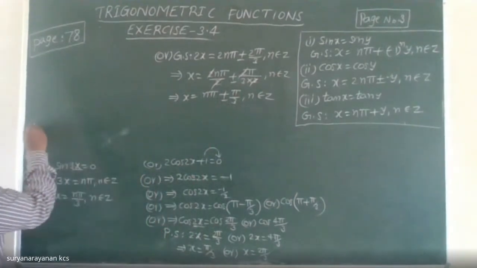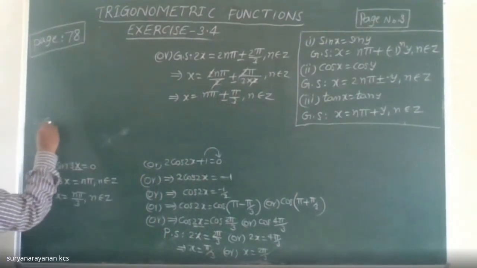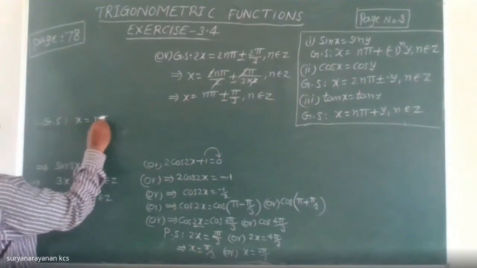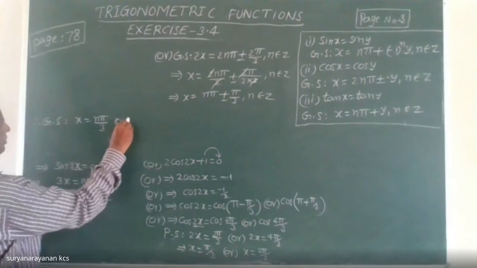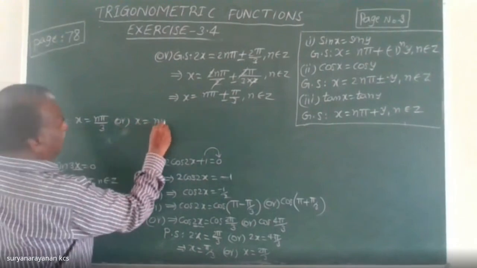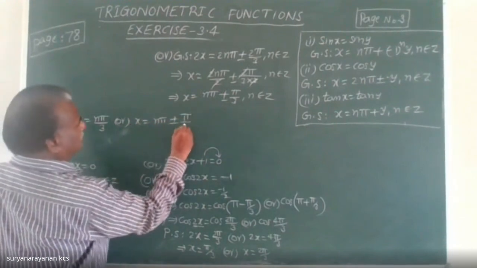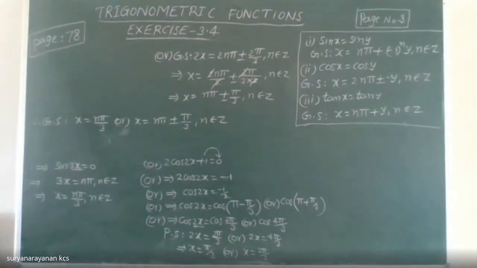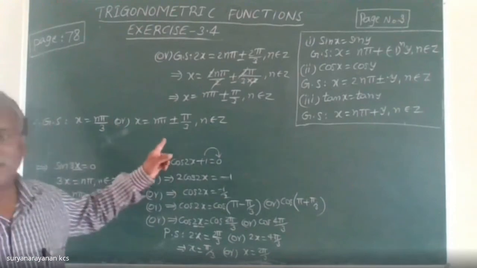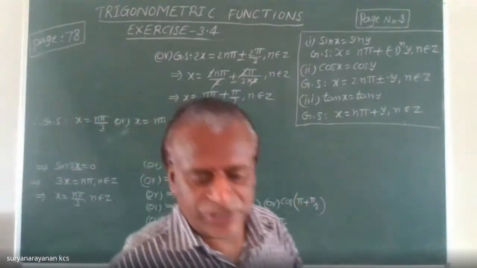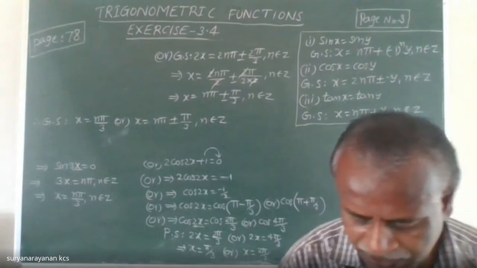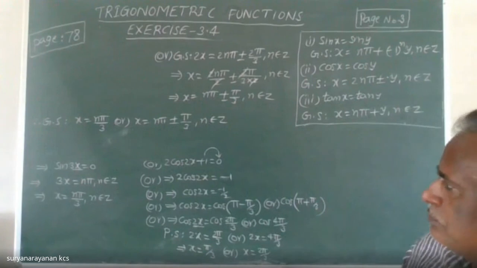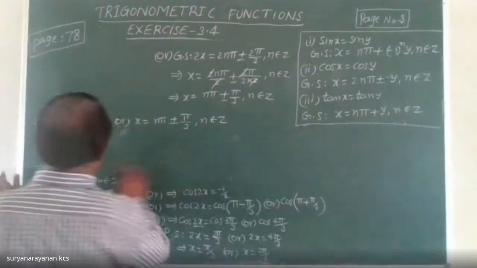So, therefore, the general solution is x is equal to n pi by 3 or x is equal to n pi plus or minus pi by 3, n belongs to Z. These are the general solutions of the given trigonometric equation. Okay. Take this.